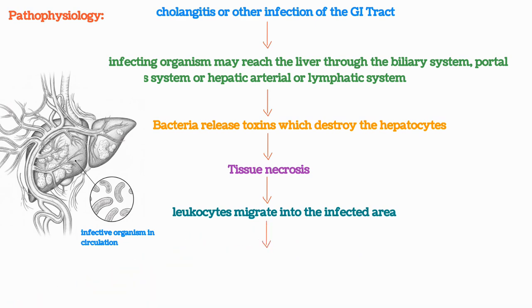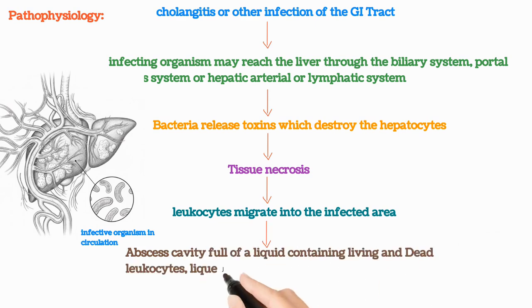Liquefied necrotic liver cells along with the dead and alive bacteria and the dead neutrophils lead to the formation of an abscess cavity. The wall of the abscess is formed by fibroblasts and inflammatory cells, attempting to contain infection. Finally, a localized, pus-filled cavity within the liver parenchyma results.